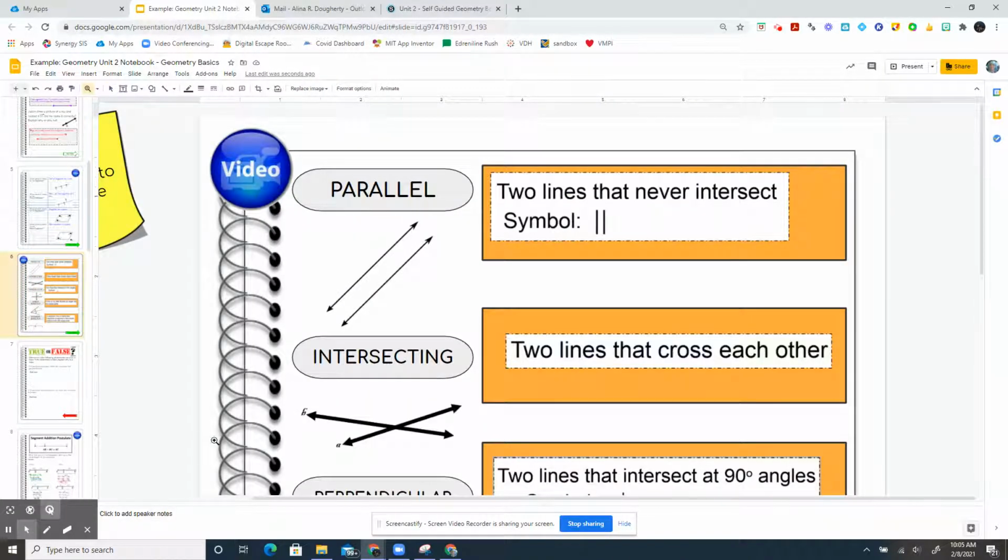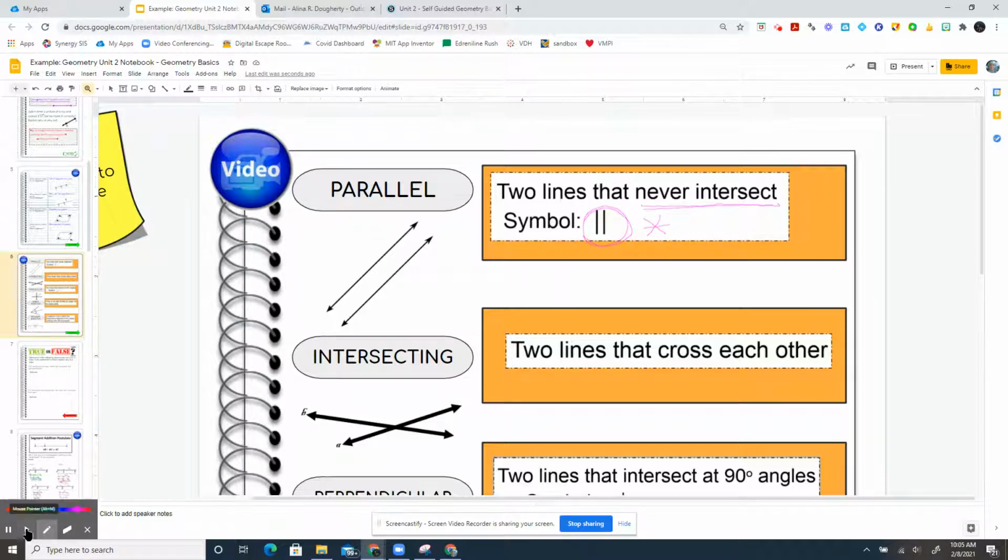So welcome back. Hopefully you have sorted yours. I changed the size of mine so we can talk about it a little more clearly. Parallel lines are never going to intersect, and they have the symbol that looks like an 11, right? So that symbol is super important. Write that down in your notebook somewhere. You're going to need to remember that.